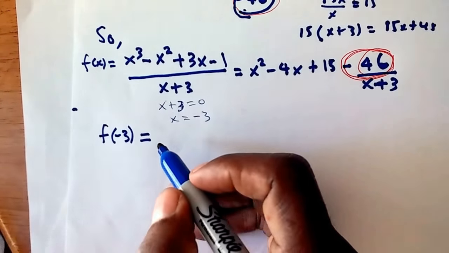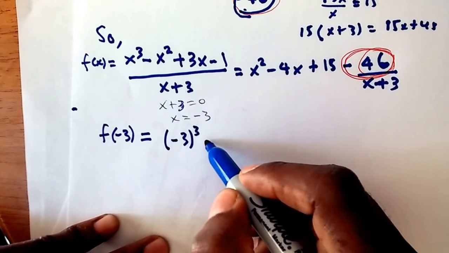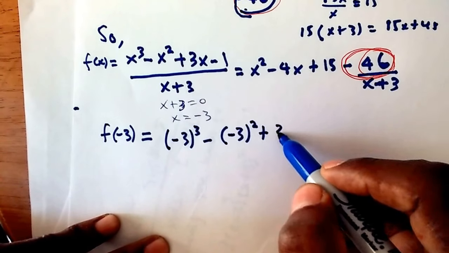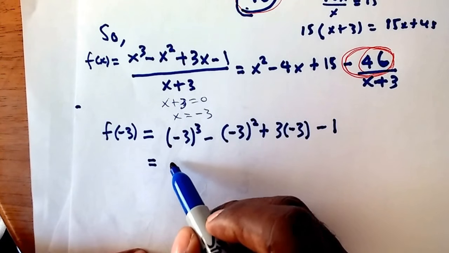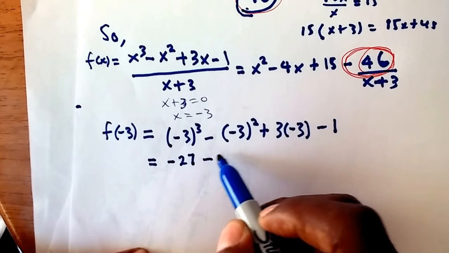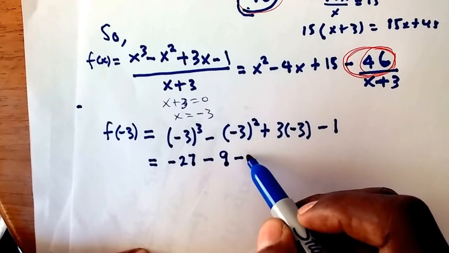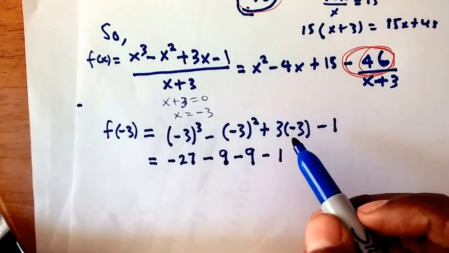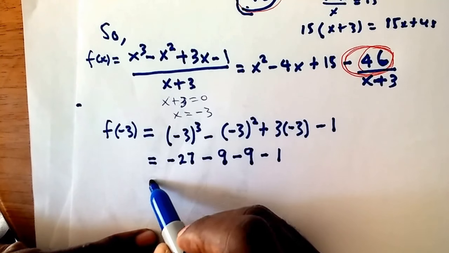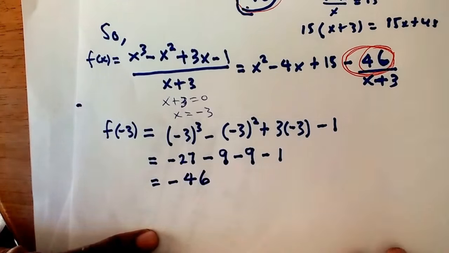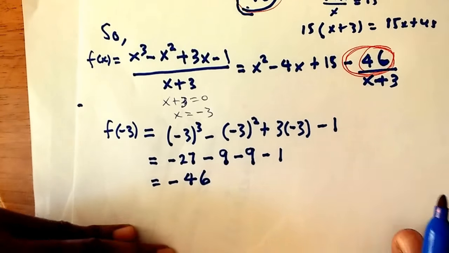So here we go. Wherever we see x, we're going to replace it with negative 3. So it will be negative 3 cubed minus negative 3 squared plus 3 times negative 3 minus 1. Let's take our time to simplify this. That would be negative 27 minus 9 minus another 9, because 3 times negative 3 is negative 9, and then minus 1. If we do all these subtractions together, negative 27 minus 9 minus 9 minus 1, we'll get negative 46.